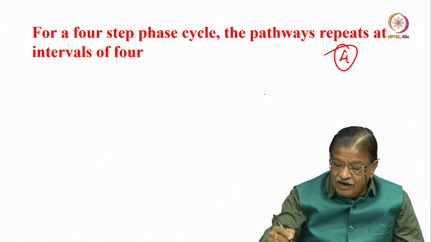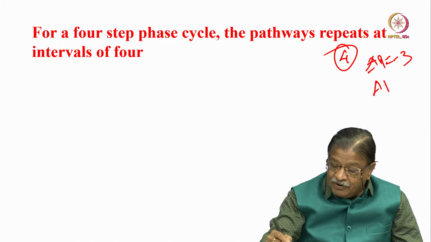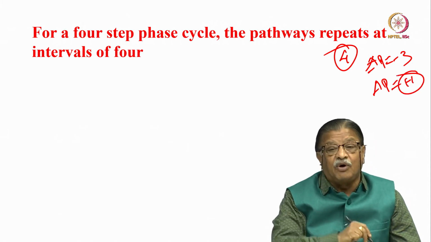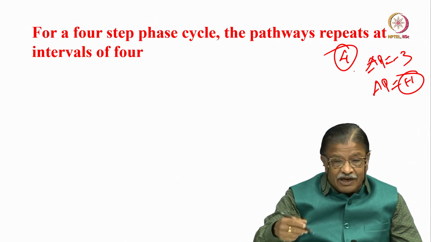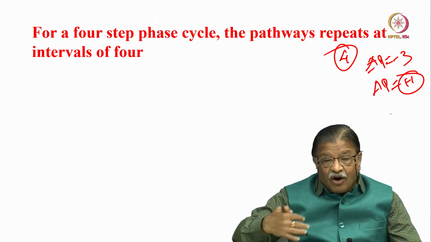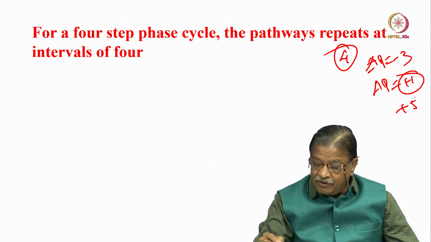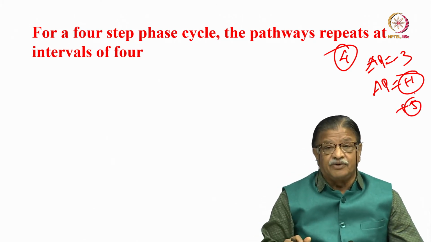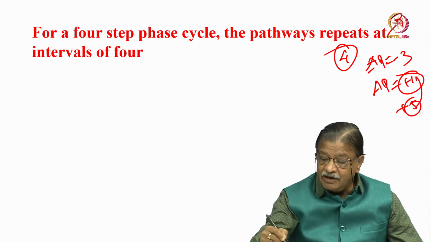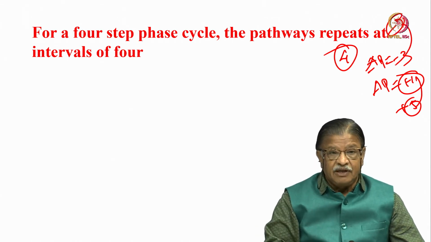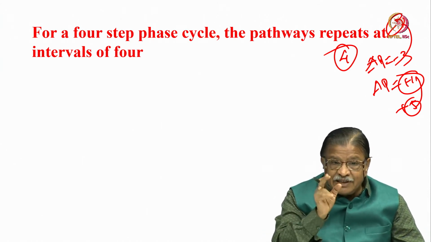That is why when I took delta p equal to minus 3, I was able to select delta p equal to plus 1 also. That is interesting, because in steps of 4, in intervals of 4, it can select all the pathways. Supposing it were plus 5, it would have selected that also, because now the difference is 4. If it was minus 7, it would have selected that also. So for a 4-step phase cycling, the pathway repeats at intervals of 4.